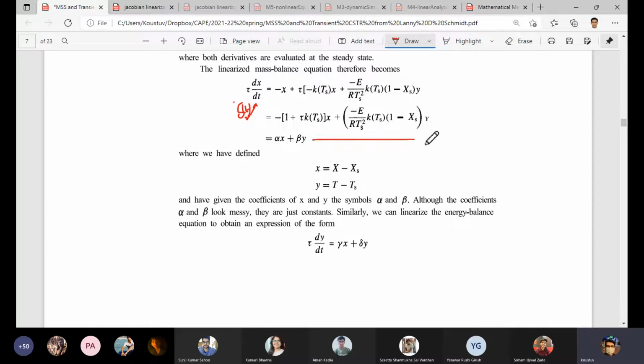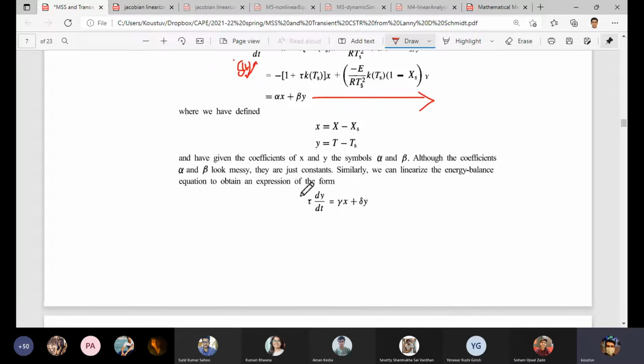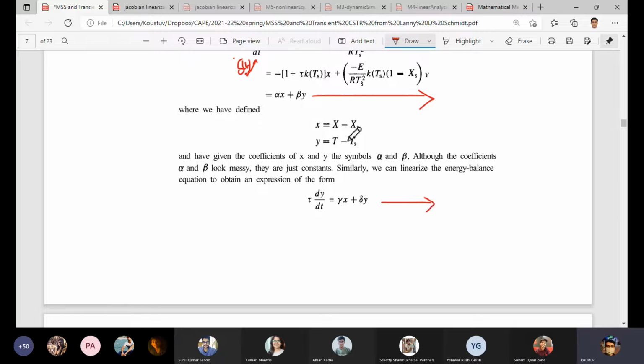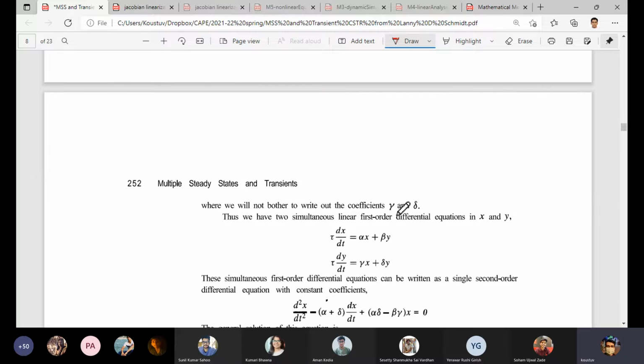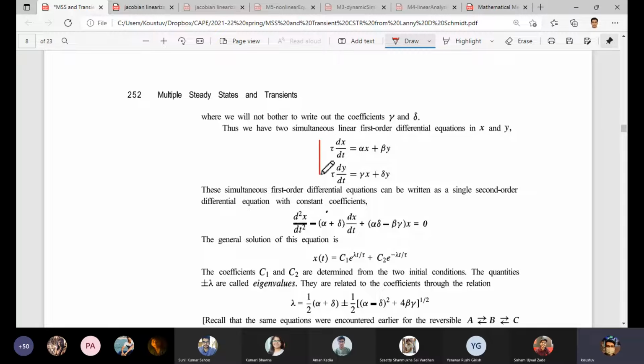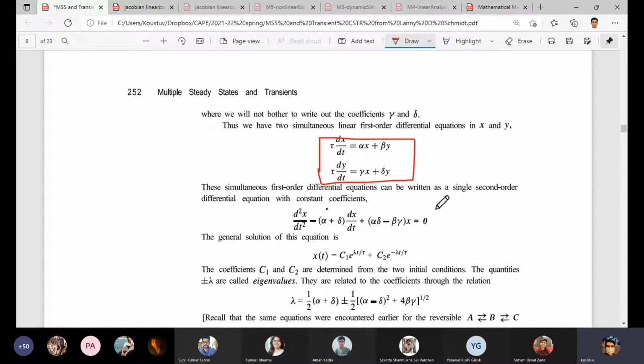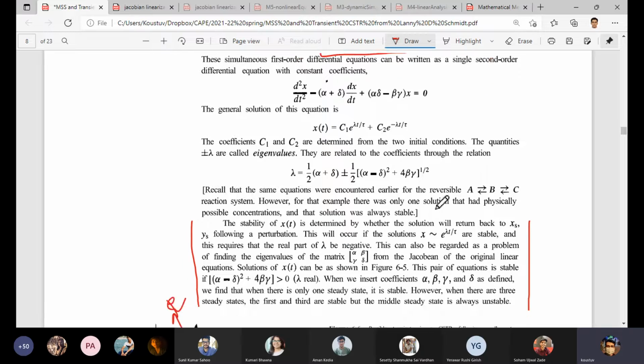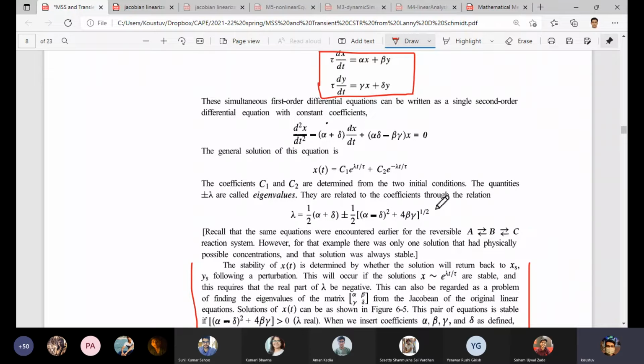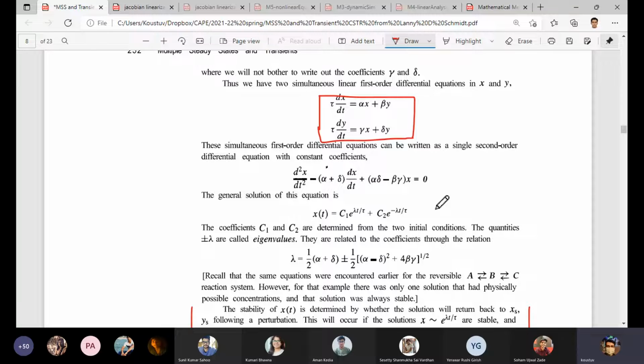So one expression you will get with respect to dx/dt, and the other with respect to dy/dt, because y we have defined as temperature minus temperature at steady state, right? So alpha, beta, gamma, delta are nothing but the constant coefficients. So what we get is two simultaneous linear first order differential equations. Now we are going one more step ahead. We are trying to further characterize whether they are stable or unstable. So this we will go on to characterize again.